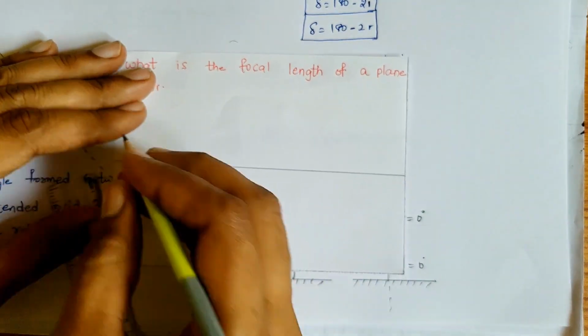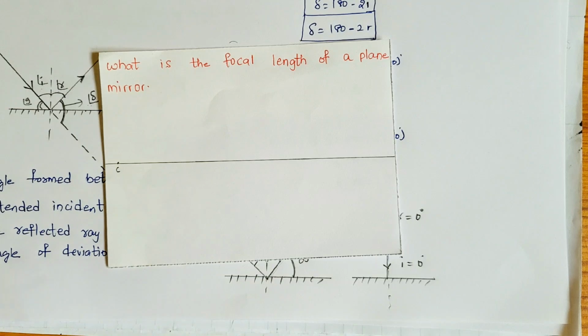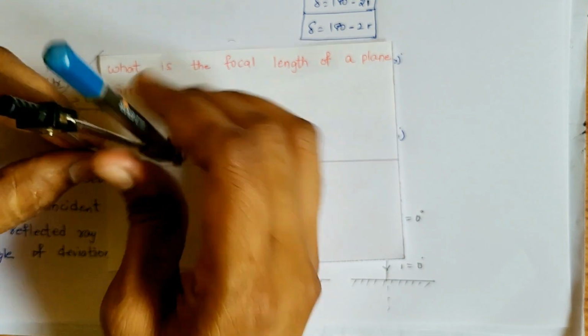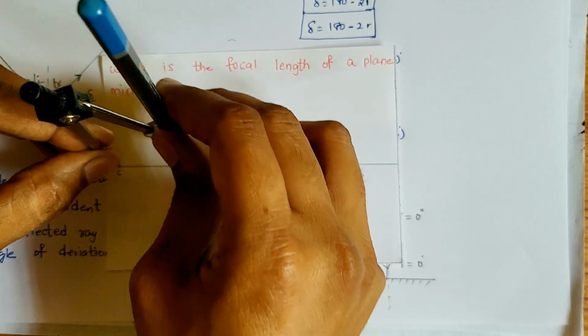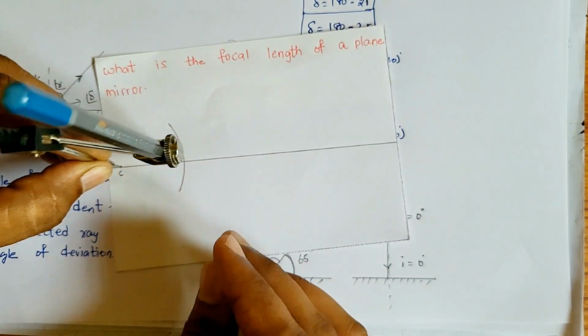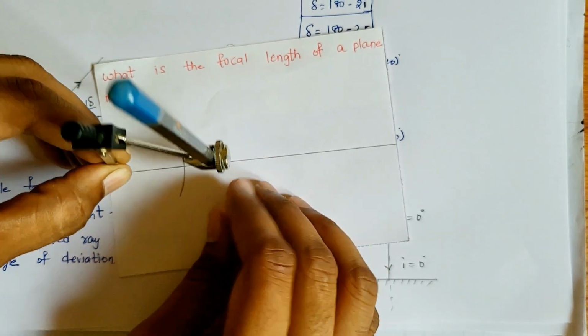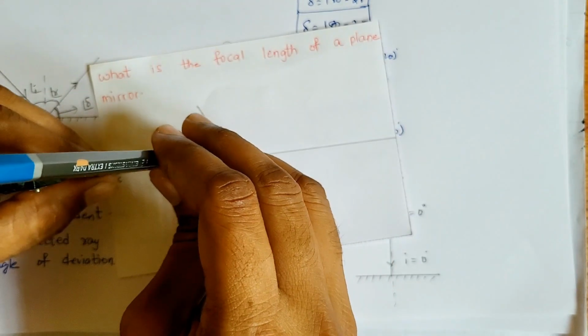Now, I will take this point as the center of curvature. With this center of curvature, with this much radius, I will draw a sphere. So this one will be a mirror having this much radius of curvature. I will increase the radius of curvature now. So this is another mirror having a larger radius of curvature.